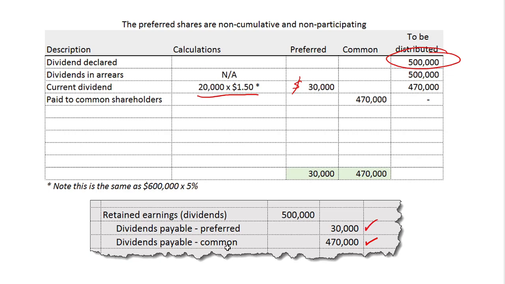The journal entry, I remind you, important to me, I need to see that you know that it's retained earnings, and I think that writing it this way is a great way of doing it. Retained earnings, comma, brackets, dividends. Okay? Easy breezy.